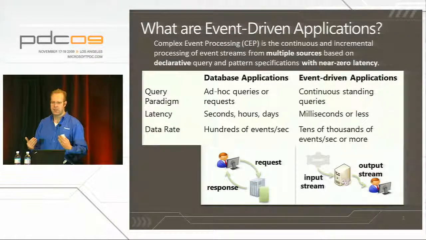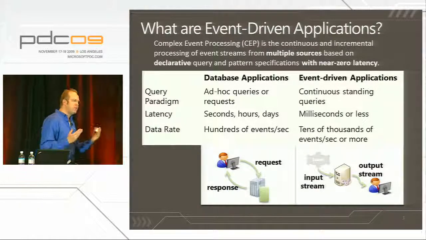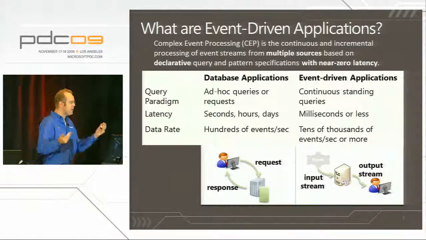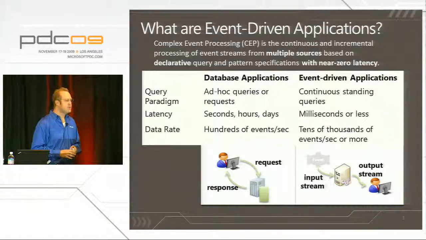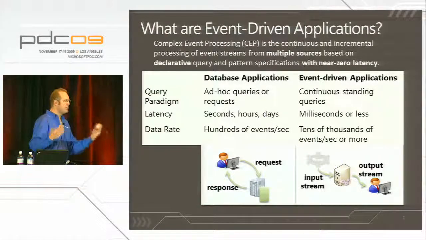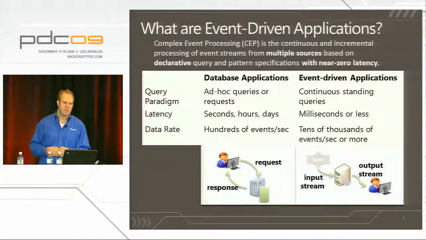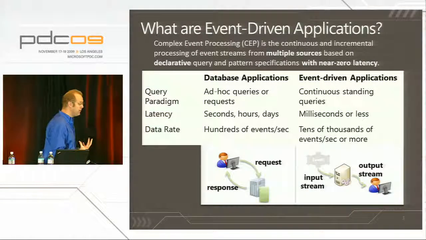Also, the data rates can be very demanding. So if you think, again, about financial services and acquiring feeds from stock exchanges, if you're just looking at stocks, you easily get into the order of tens of thousands of events that you need to process. If you also include options or futures or derivatives into those feeds, then we're talking about hundreds of thousands of data items that need to be processed per second.